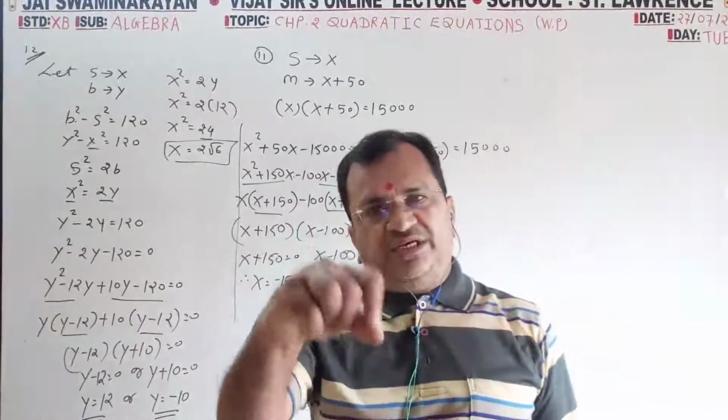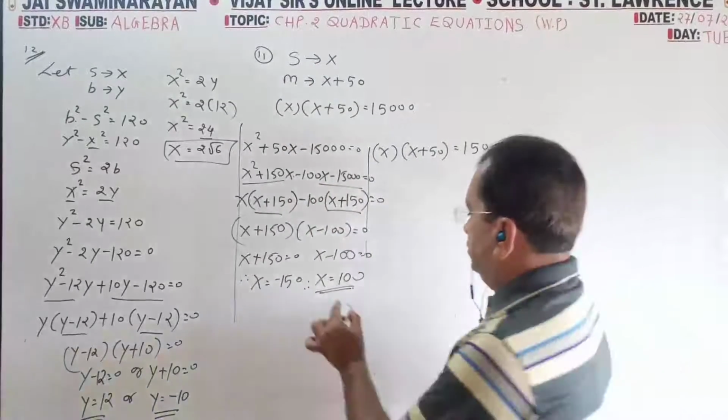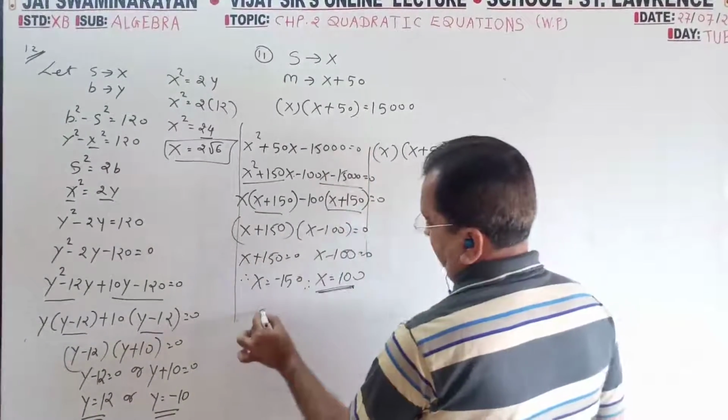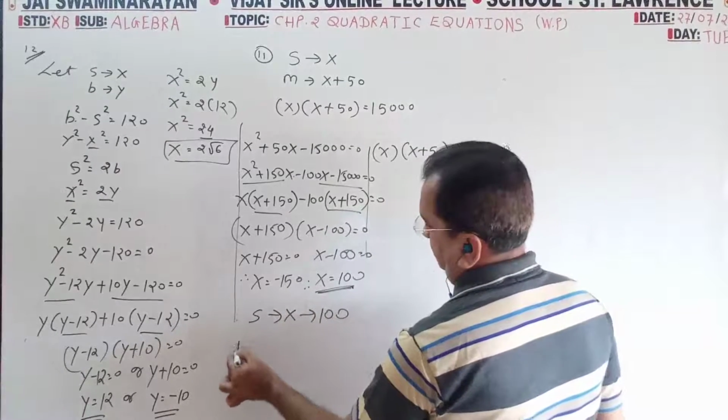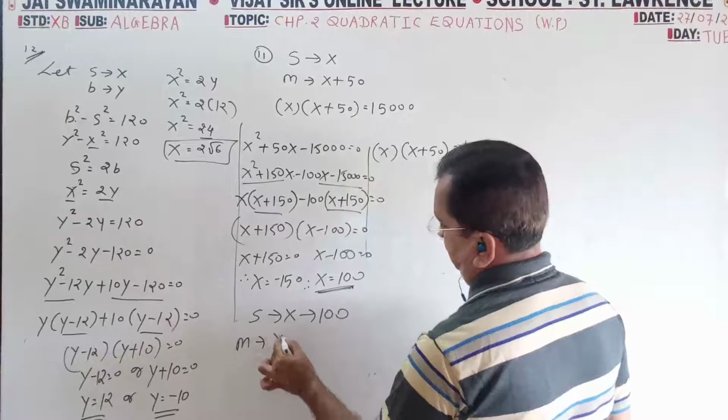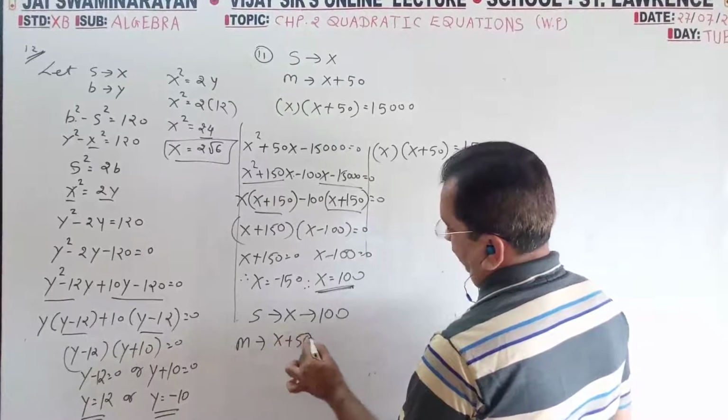Amount, currency cannot be negative. So this is the answer. X value is 100. And the other value is x plus 50, so it is 150.